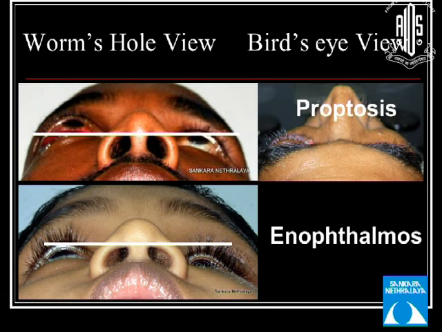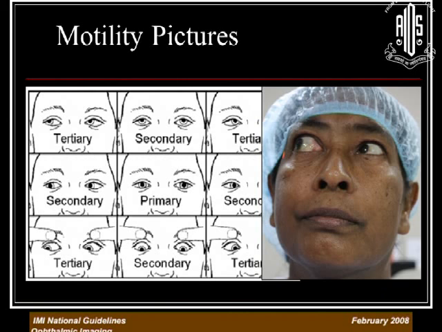These views are called worm's eye view or bird's eye view, which are used to document proptosis or exophthalmos.